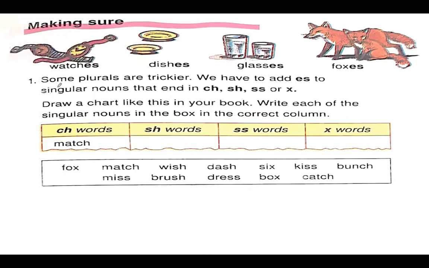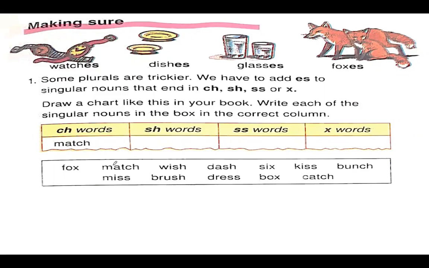Okay. Now let's just move to next exercise. Okay, what they have done here, some plurals are trickier. We have to add es to singular nouns that end in c, ch, sh, double s or x. Okay, so draw a chart like this in your book. Write each of the singular nouns in the box in the correct column. Okay, they have just made a column in which they have separated ch words, sh words, double s words and x words. And here are the words. We have to put these words in the correct column.